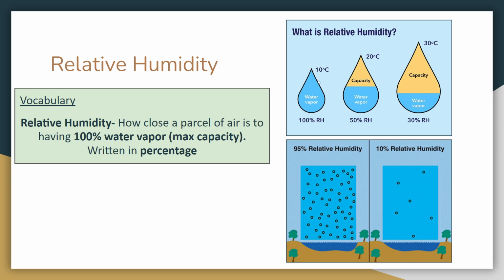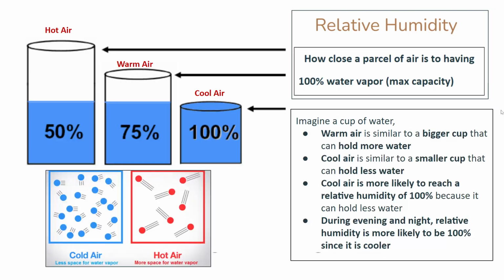For instance, if this teardrop shape was my parcel of air. This would be 100% relative humidity because it's 100% filled with water. This would be 50% relative humidity because it's 50% filled with water. And this would be 30%. Here's another example. This has a 95% relative humidity because this parcel of air, this box right here, is 95% filled with water vapor. This one is 10% filled with water vapor, and that's what relative humidity is. The percentage of water vapor that the parcel of air contains, 100% would be max capacity. So, relative humidity is how close a parcel of air is to having 100% water vapor.